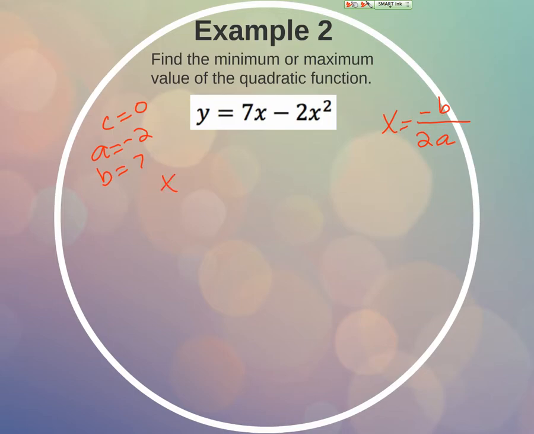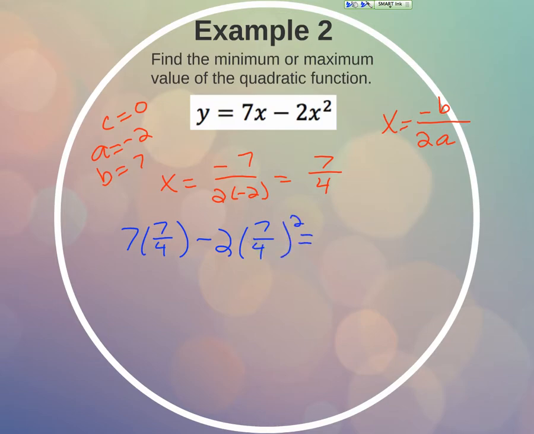So then when I plug that in, I end up with positive 7/4 because those negatives cancel out. And then we plug that back in. And what you hopefully got was 49/8. Now, is this a maximum or a minimum? That's the other kind of curveball I was thinking about.